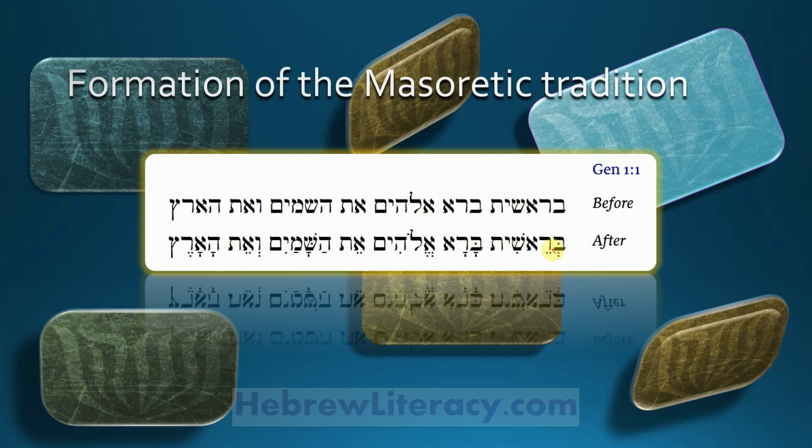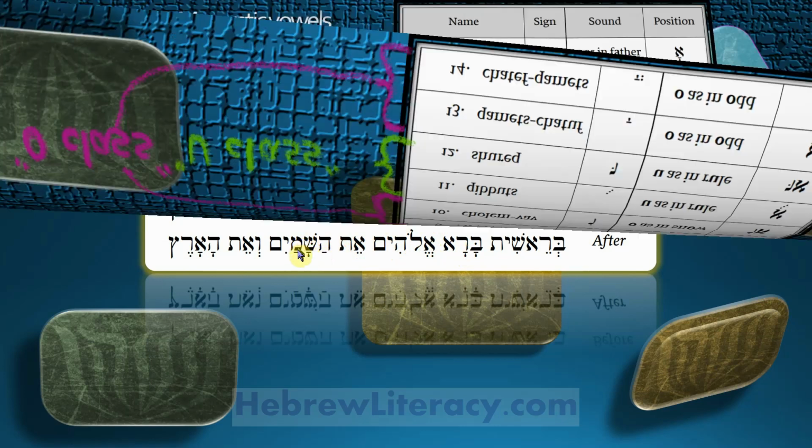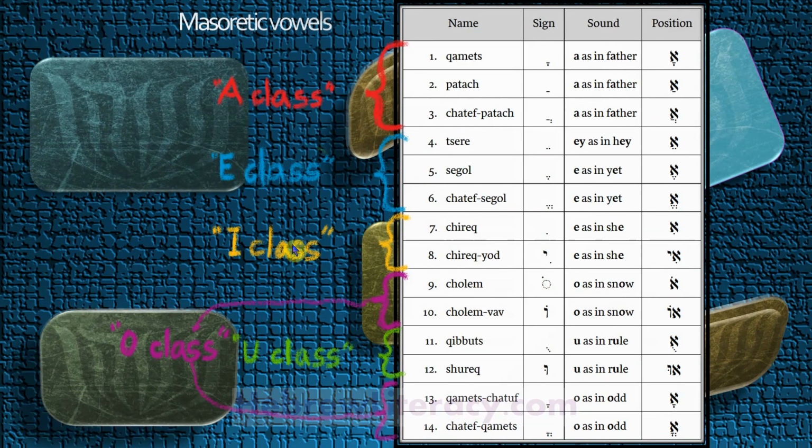So, Bereshit, bara, Elohim, et, hashamayim. Okay, so I don't know why my thing just wants to change to the next page. I don't know what's up with that, but I guess maybe it's ruach.